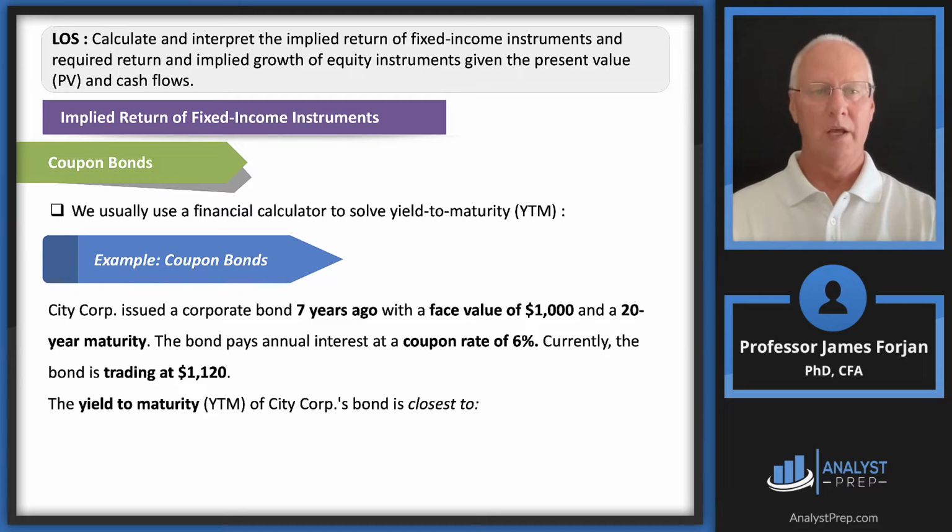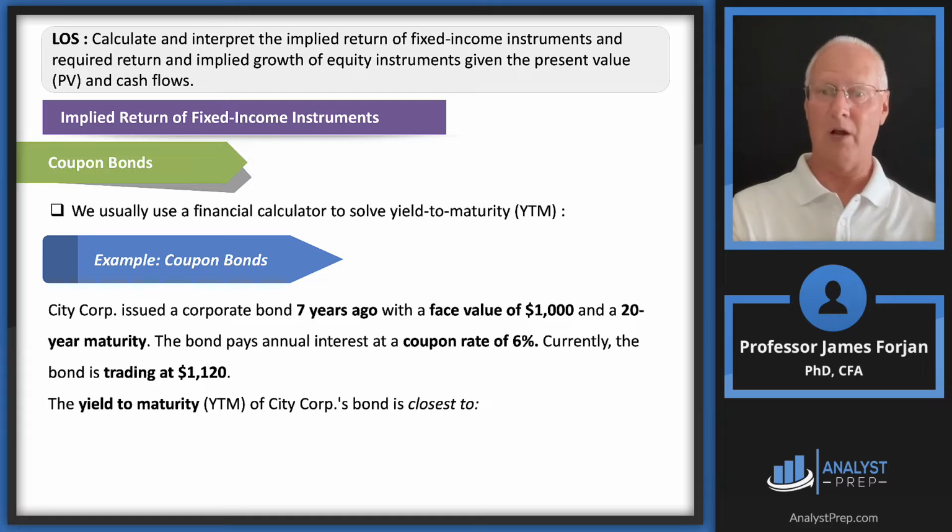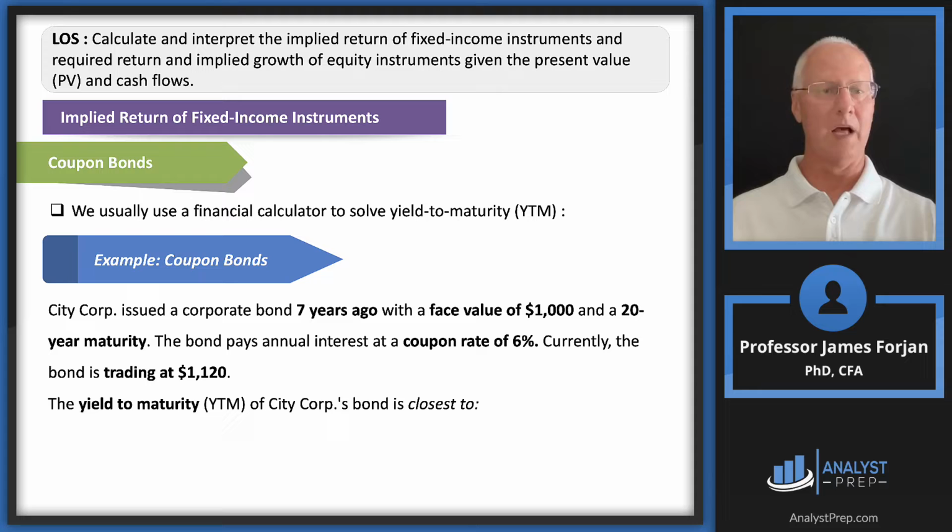All right, you ready? Here we have a bond from 7 years ago. Face value of 1,000 and a 20-year maturity. All right, so this is a really super interesting question. Note, it was a 20-year bond when it was issued 7 years ago. The current bond is trading at 1120.